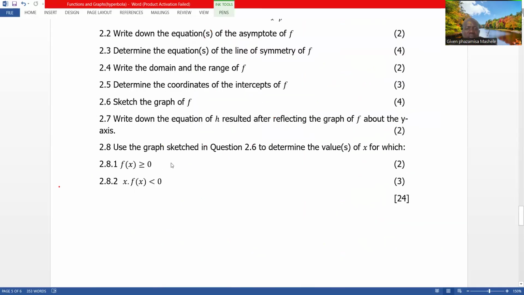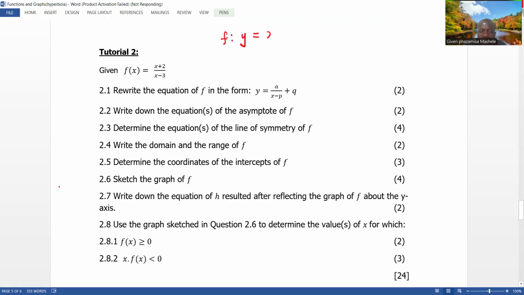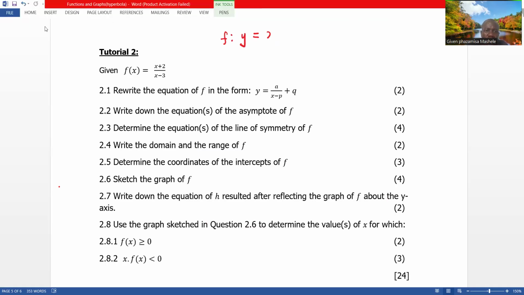I think with this one, I will only do the first two. Actually the first one, because it says if you are given f of x, and this f of x is y equals x plus 2. If f of x is equal to x plus 2 divided by x minus 3, then the question says rewrite the equation of f in the form of, so it means we have to write that to be a hyperbola. Let me show you how to do that.